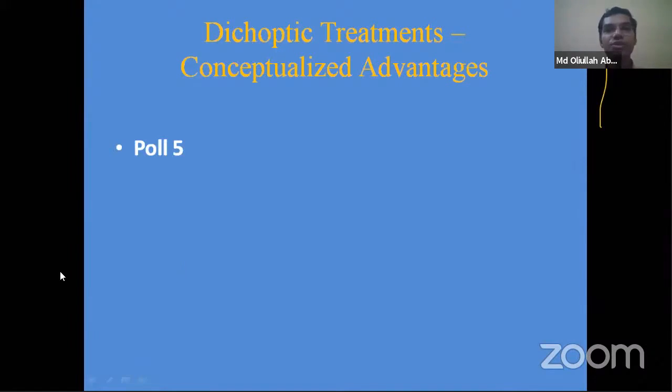Perfect. So you can see many felt it may improve binocular vision parameters because you are looking at a dichoptic or binocular approach, followed by 48% who felt that it will have a faster effect, 45% felt it could be effective in adults, and then 43% better compliance, and then very few of you felt that there will be no recurrence with this program. So we'll talk one by one about what happens in dichoptic therapy.